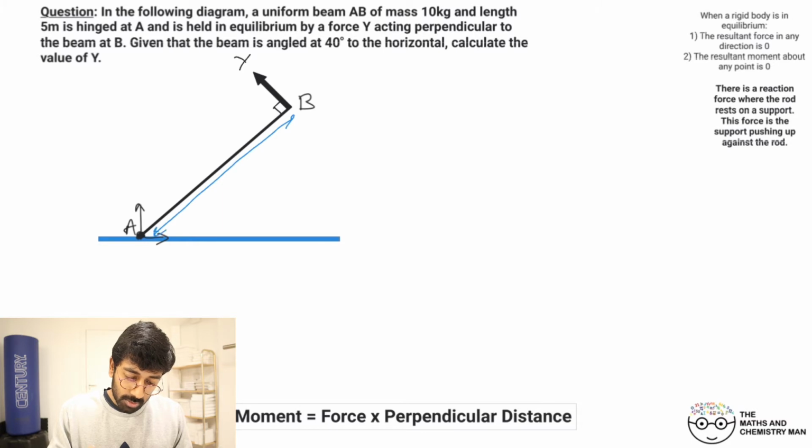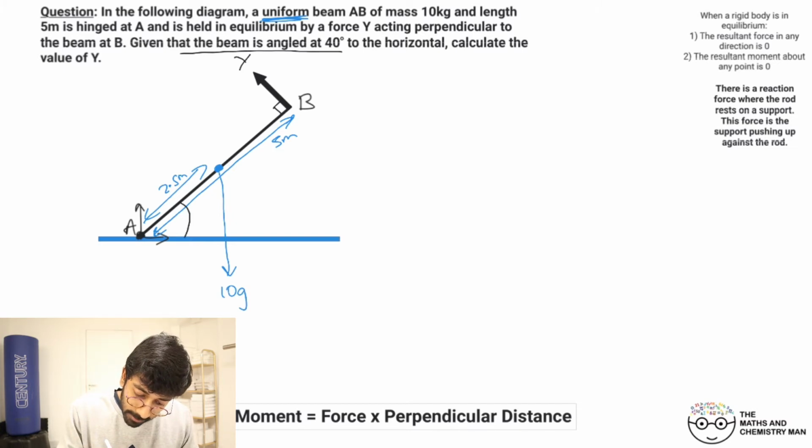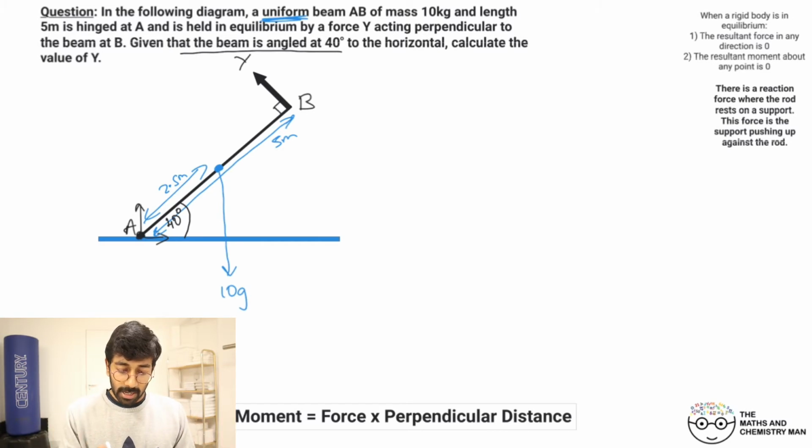So we know that the total distance from top to bottom of this beam is 5 meters. And it's modeled as a uniform beam, which means its weight is acting at the middle. So let's say this is the middle here, and I'm going to draw that going downwards as 10g. The distance from here to here now would be 2.5 meters because it's halfway. We need to fill in some angles as well. So we were told that the beam is angled at 40 degrees to the horizontal. So that there is going to be 40 degrees. So hopefully you can see that. That's all good. I think that's about it. Yeah, that's all we can do really.